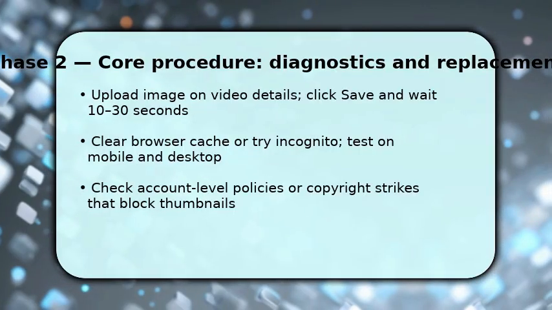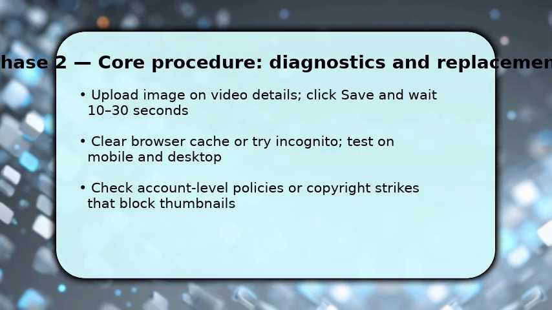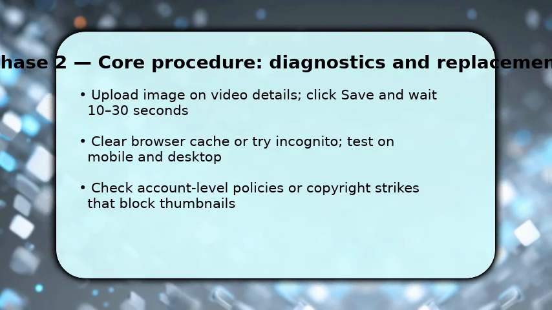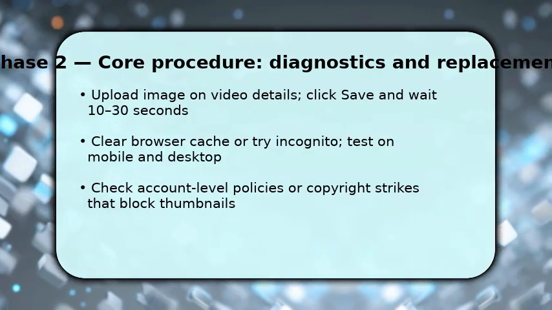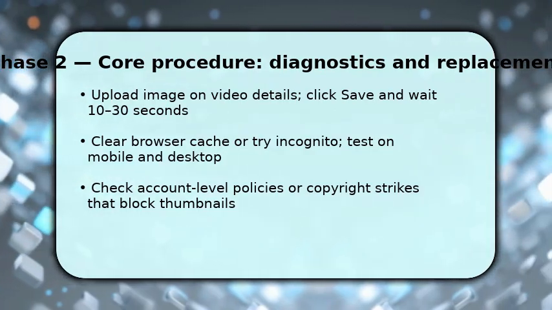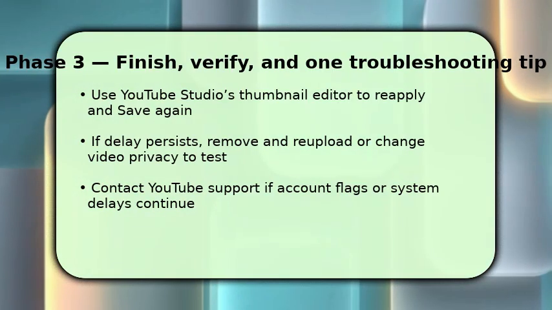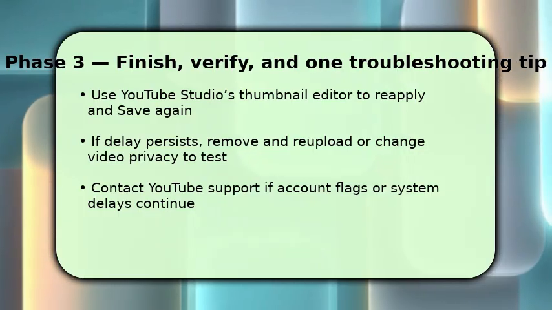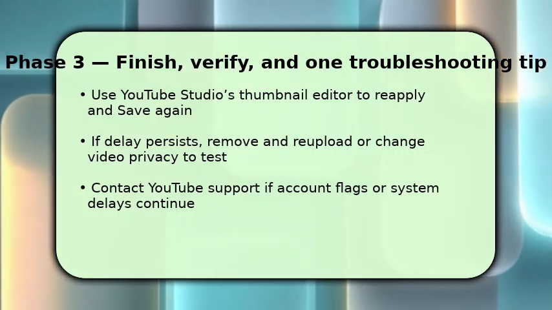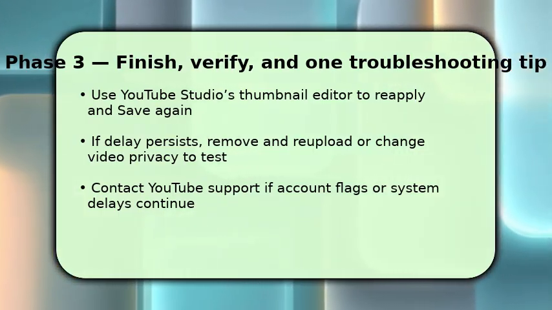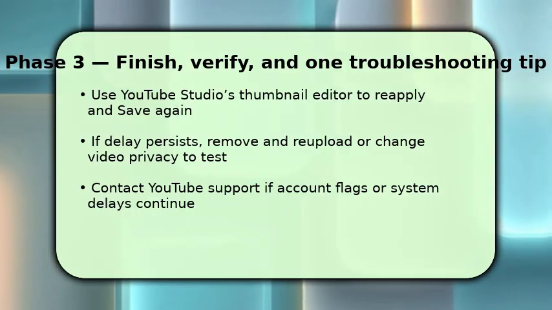Also check on a different device or the YouTube mobile app to confirm whether the change propagated. Finally, inspect your channel for strikes or policy flags, because account issues can prevent custom thumbnails from appearing. With the thumbnail reuploaded, open YouTube Studio, reapply the image using the thumbnail editor, and save once more. Give the platform a minute to update.